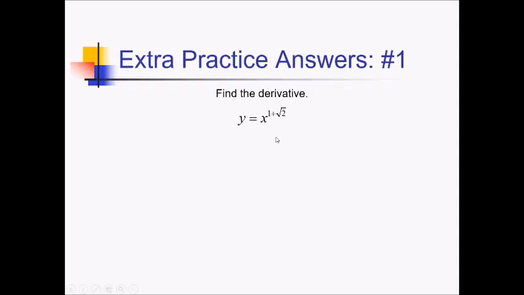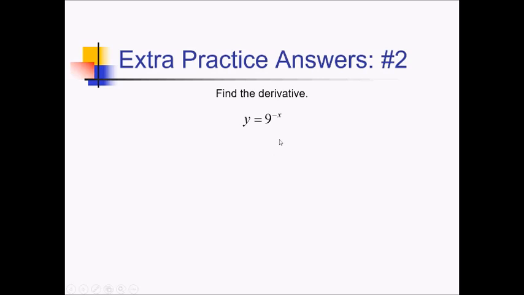To find the derivative on this one, we have x to a constant. So that means we're actually going to use the power rule, not any kind of exponential rule. So we're going to multiply by the exponent. The exponent is 1 plus radical 2. So we have a factor of 1 plus radical 2 out in front. And then we're going to multiply that by x to the whatever the exponent is minus 1. Well, 1 plus radical 2 minus 1 is just going to be radical 2. So this is going to be x to the radical 2.